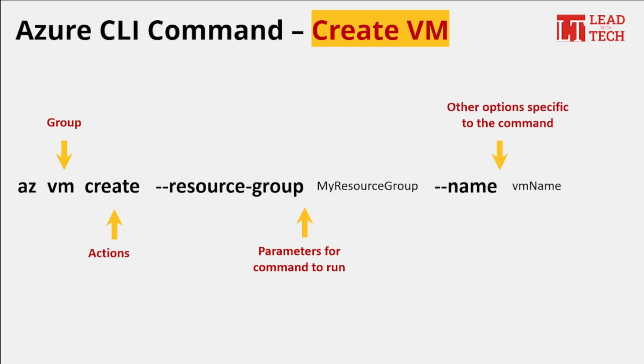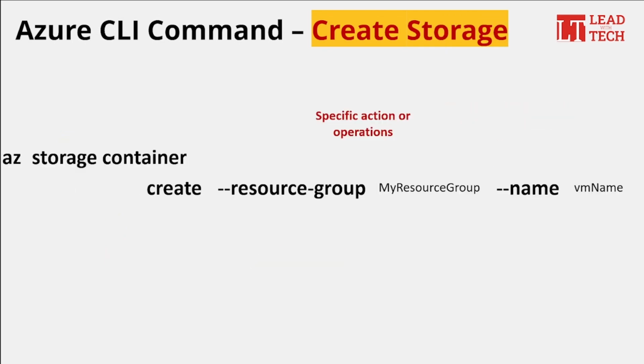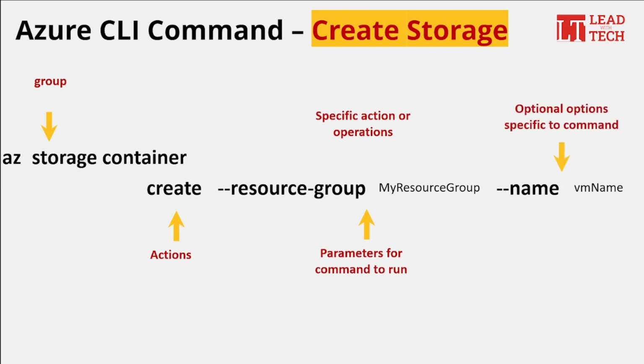Similarly, let's look at one command to create a storage container. The first is the group. In this case, the group is storage. The subgroup is container, followed by the create statement, where you're asking it to create a new container inside the storage account that you provided. The resource group is the mandatory parameter, followed by the name of the container that you're trying to create.